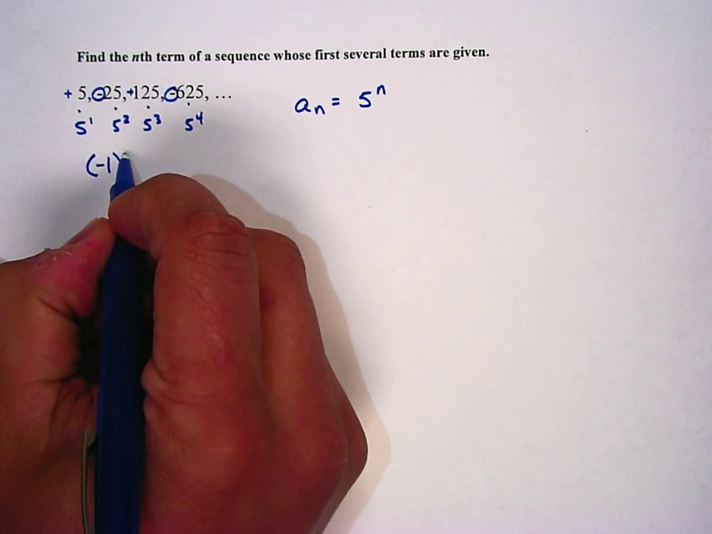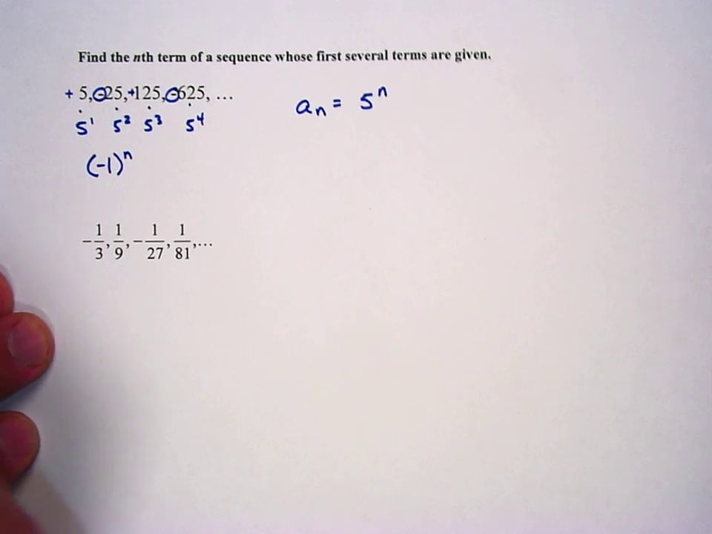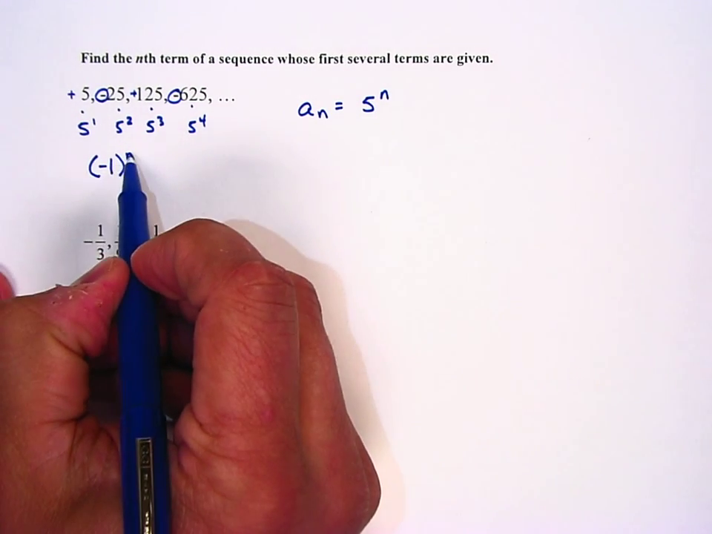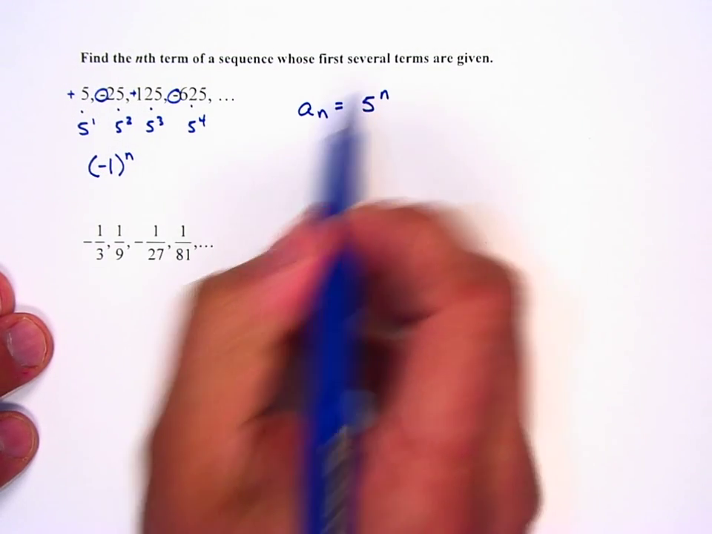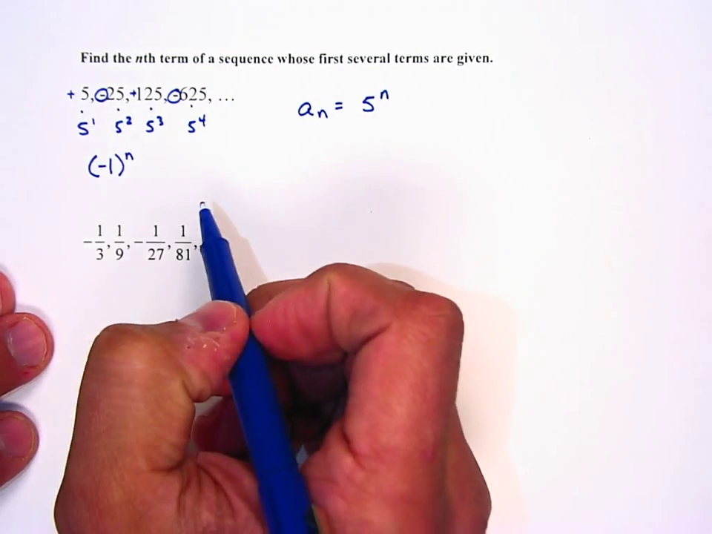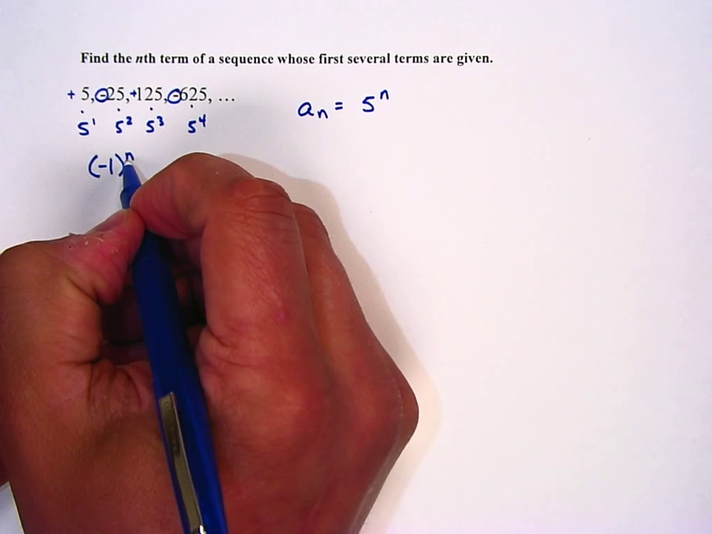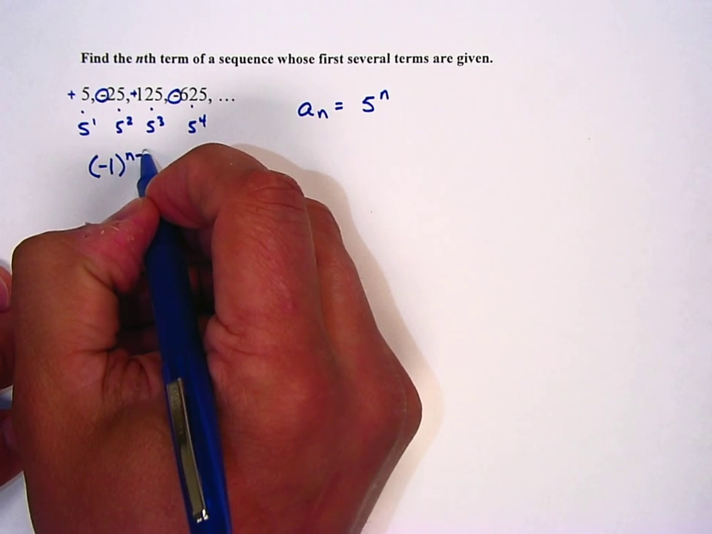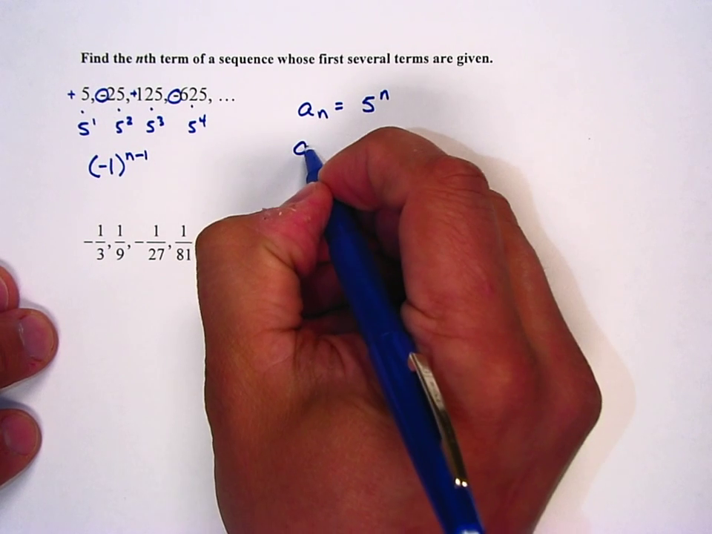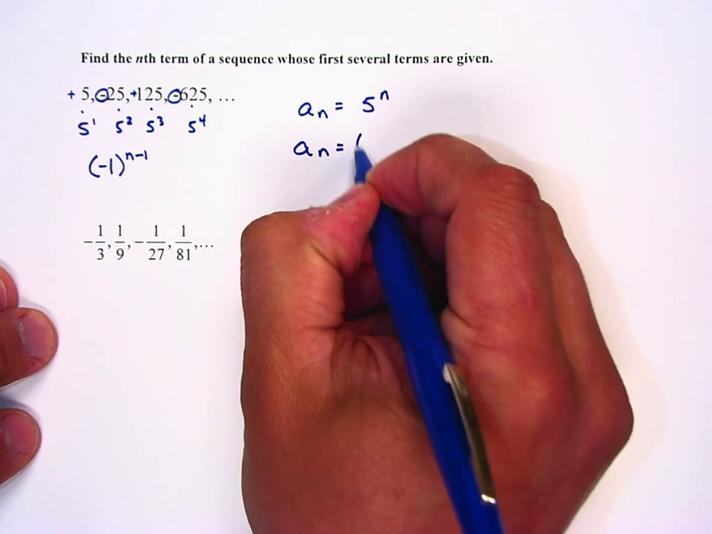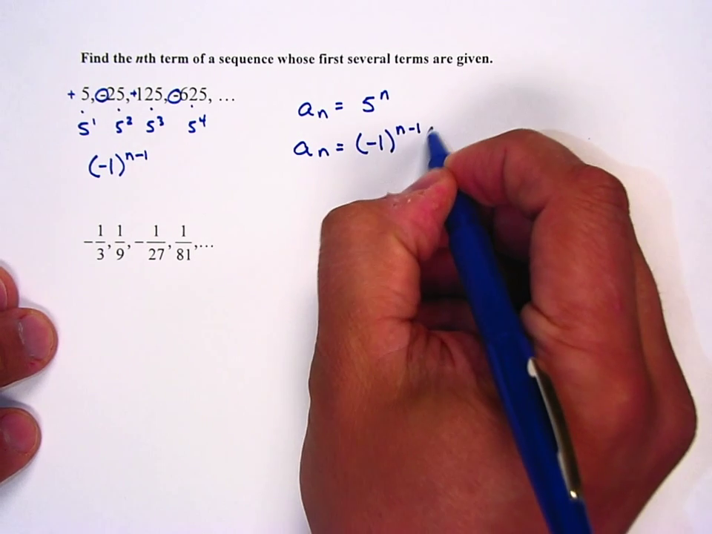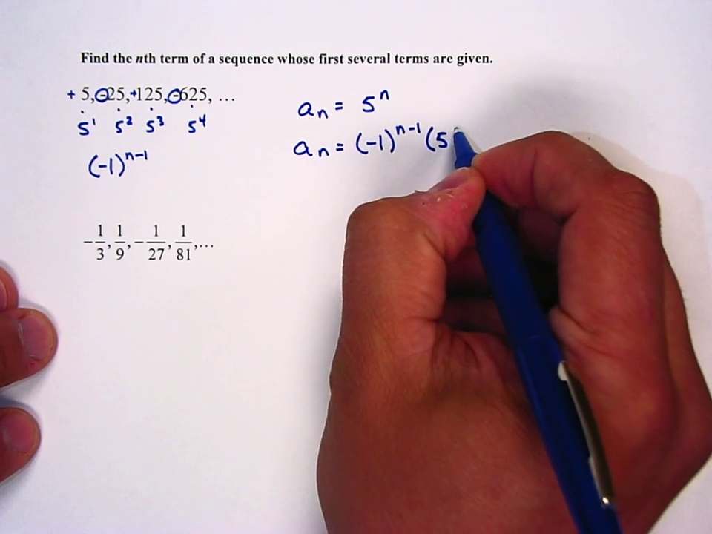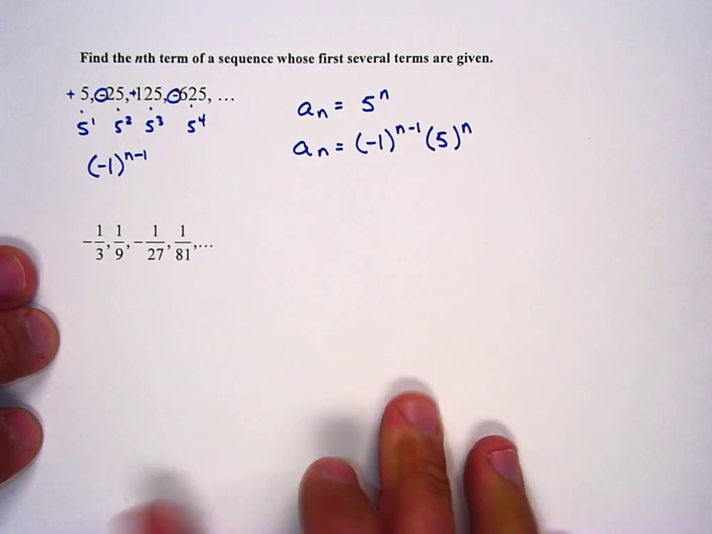So one of the things that we can do with an alternating sign is do something with like a negative 1. If it's negative 1 to the n power, then we're going to do negative 1 to the first, and we're going to say that's negative 1. That would make that a negative 5. But we don't want it to be negative 1 to the first. We want it to be just positive 1, so I'm going to say that. So this one's kind of tricky. Probably shouldn't have started off with this one, but we got negative 1 to the n minus 1 times 5 to the n.